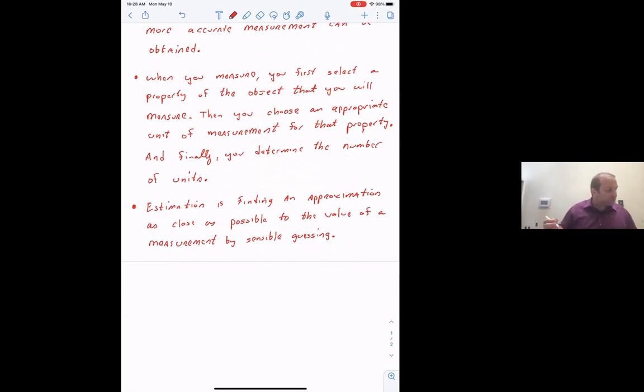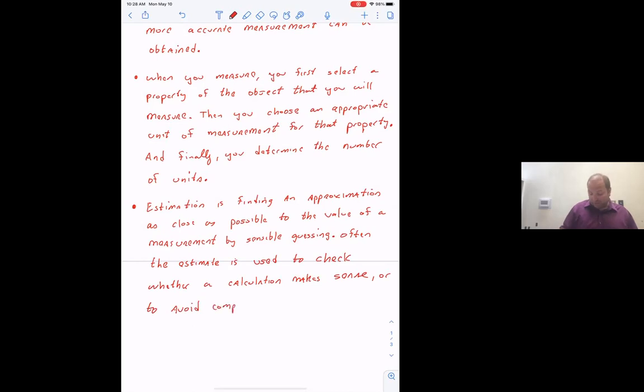Often, still in the same bullet, the estimate is used to check whether a calculation makes sense, or to avoid complicated calculations.